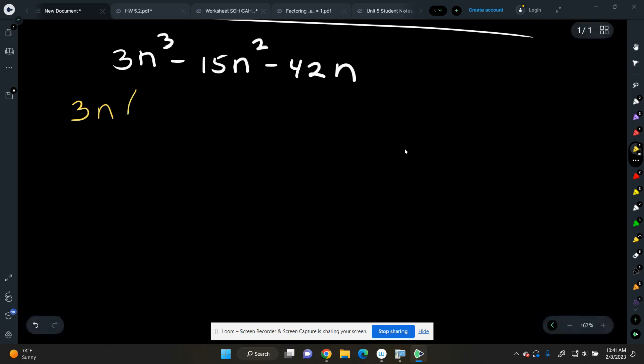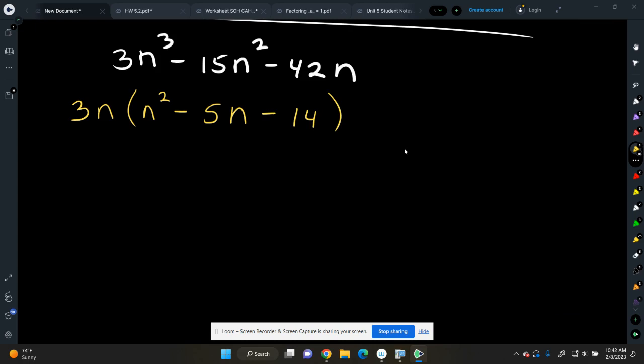Okay, now when I take 3 out of 3, I get 1. If I take n out of n to the third, what do I get? N squared. Minus. If I take 3 out of 15, we get 5, and then n out of n squared leaves me with n. Minus 14. Okay. So we're not finished.